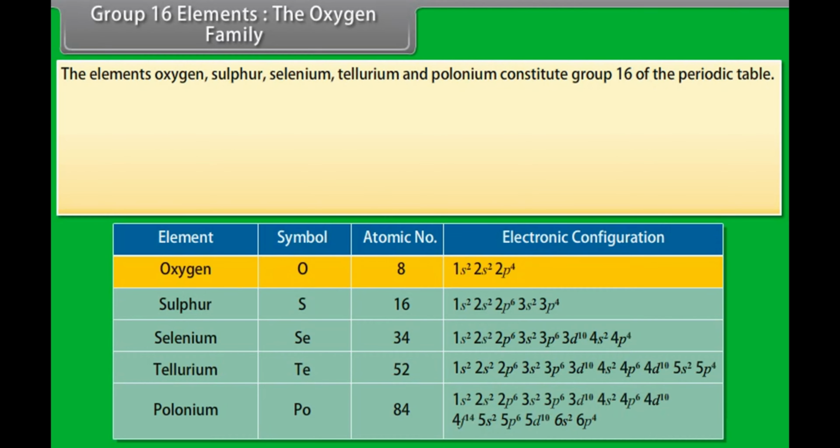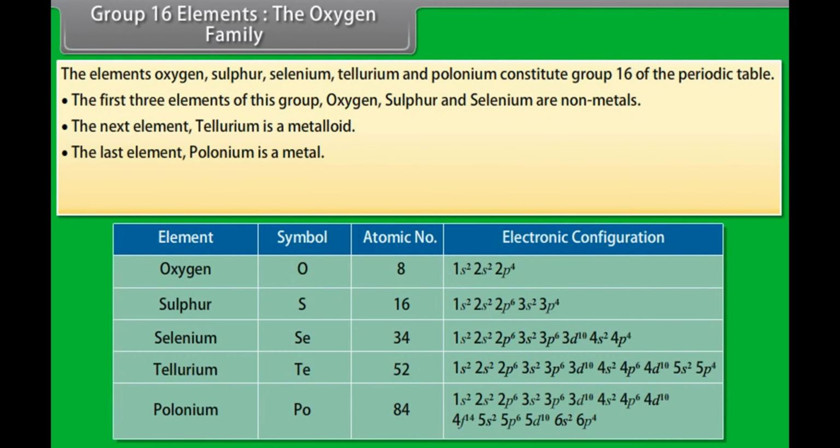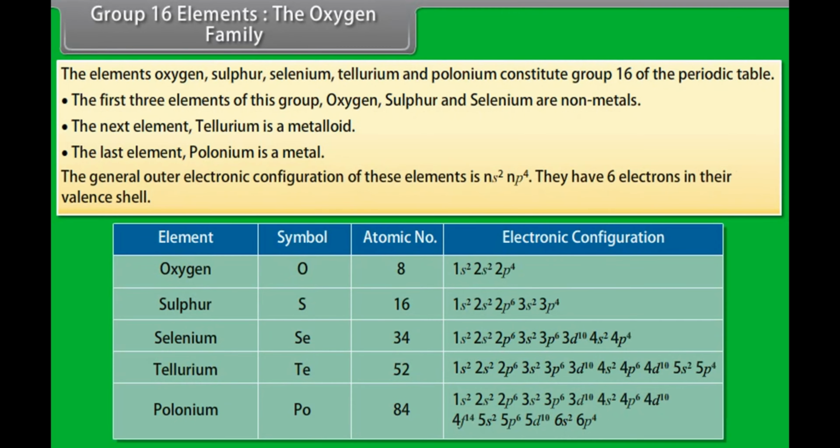The elements oxygen, sulfur, selenium, tellurium and polonium constitute group 16 of the periodic table. The first three elements of this group, oxygen, sulfur and selenium, are non-metals. The next element, tellurium, is a metalloid. The last element, polonium, is a metal. The general outer electronic configuration of these elements is ns2np4. They have 6 electrons in their valence shell.